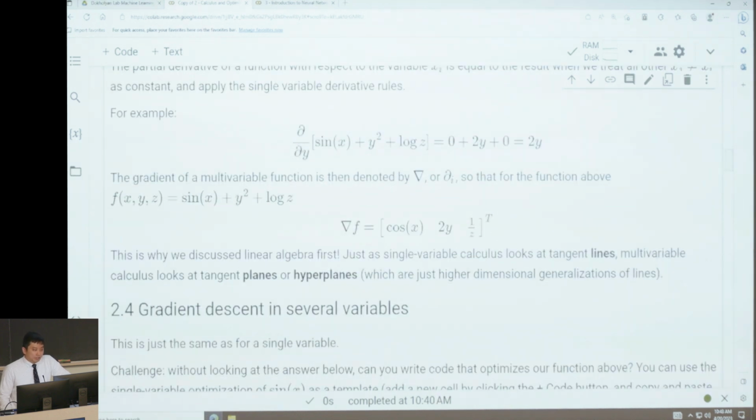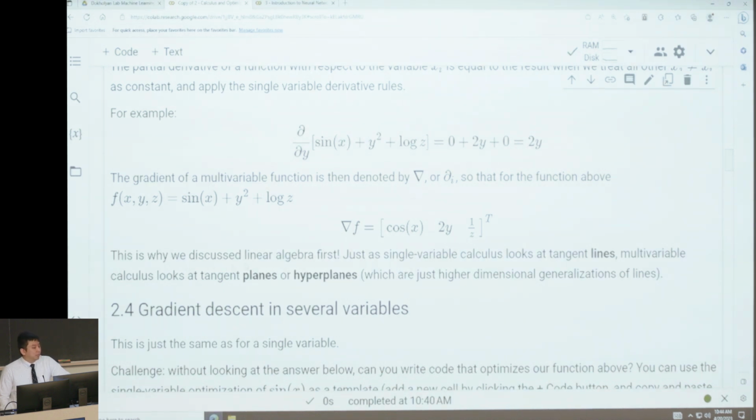And now, instead of just having the derivative, we have the true gradient, which is the derivative in each of the directions. So it's usually represented by this upside down triangle. It's called nabla, or this partial sub i. So the gradient of this function, we get cosine of x, right? So derivative of sine x with respect to x, 2y, and then 1 over z. So this is the gradient of this function with respect to the coordinates.